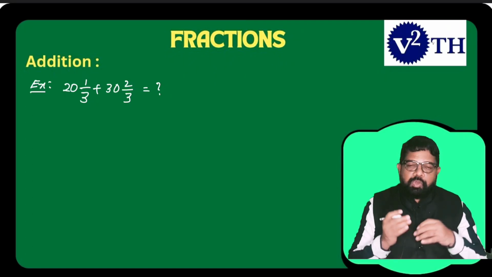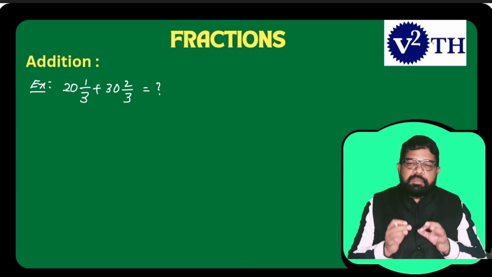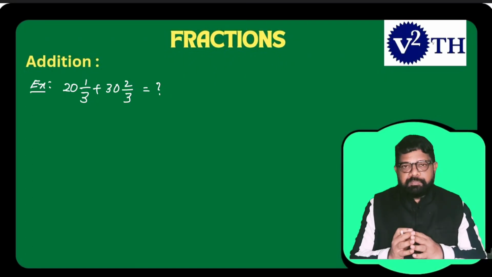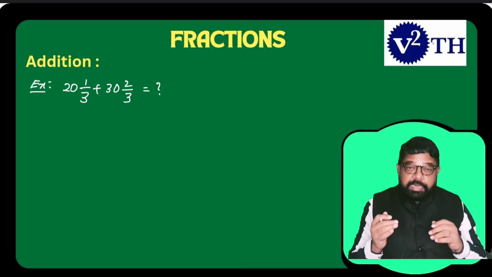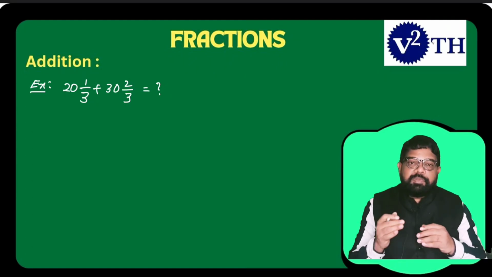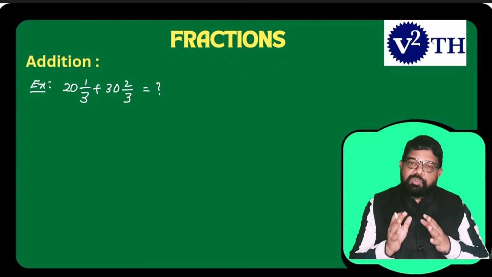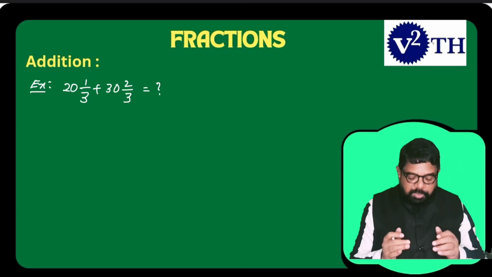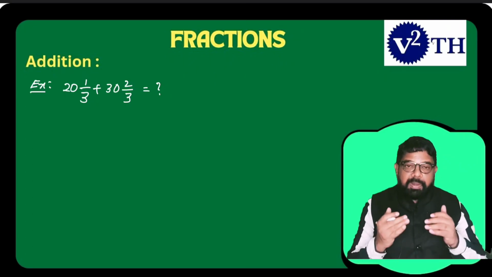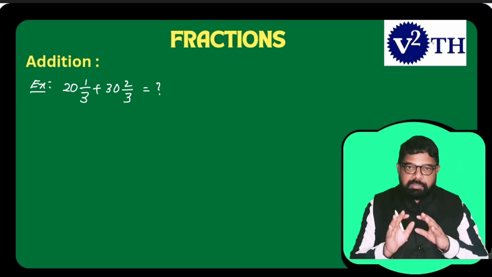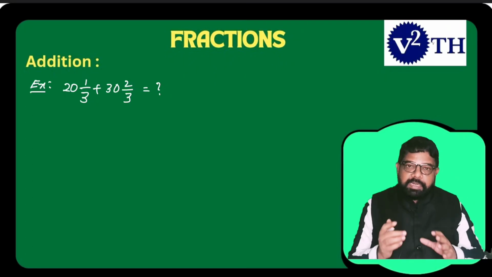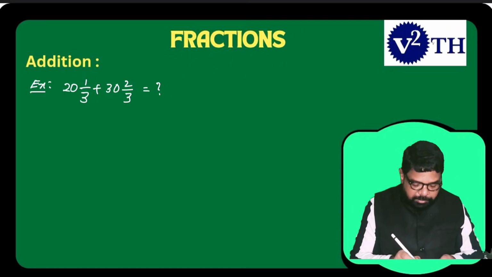What you do is, 2 1 by 3 can be written as 20 plus 1 by 3. Now 3 2 by 3, that mixed fraction, can be written as 30 plus 2 by 3. So it is 20 plus 1 by 3 plus 30 plus 2 by 3. Now you can add the integers directly: 20 plus 30, how much? 50. You can take the integers addition first.